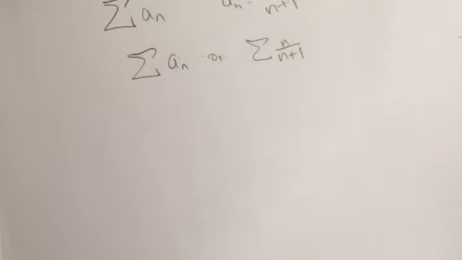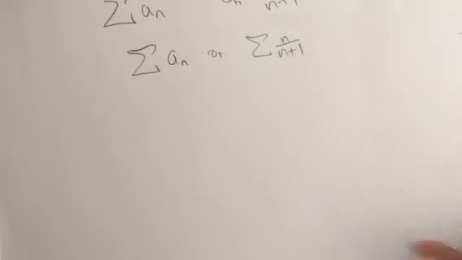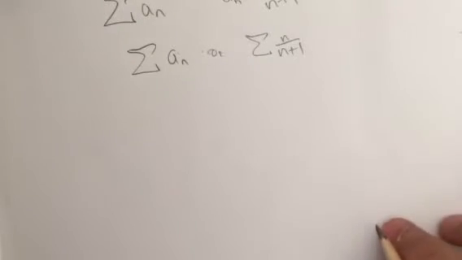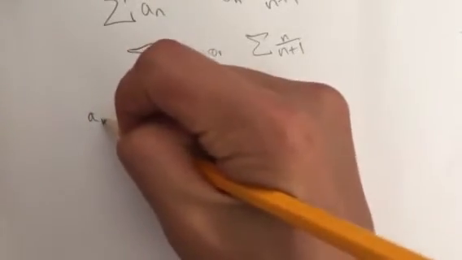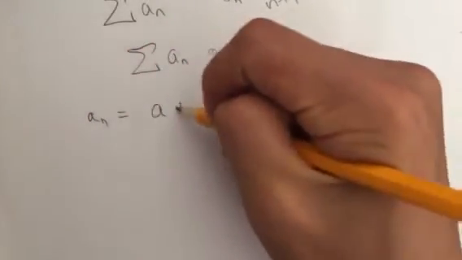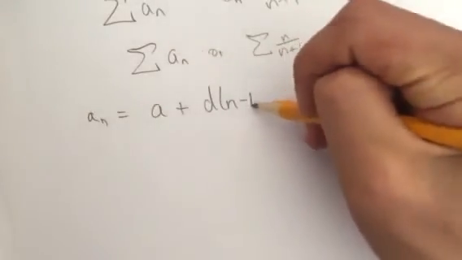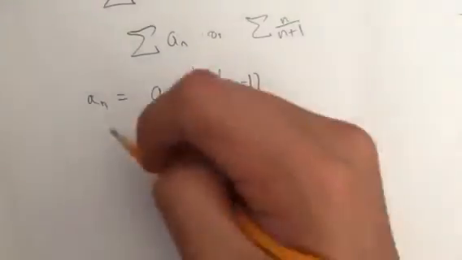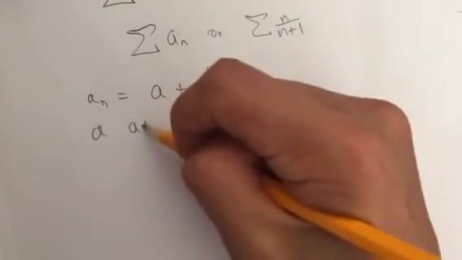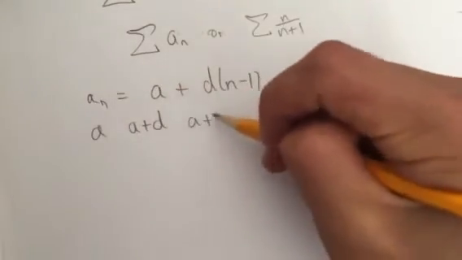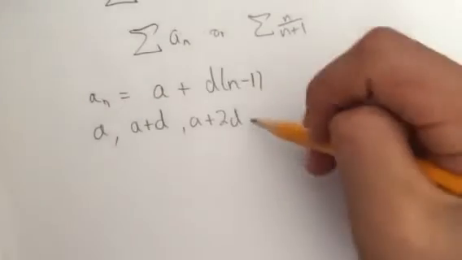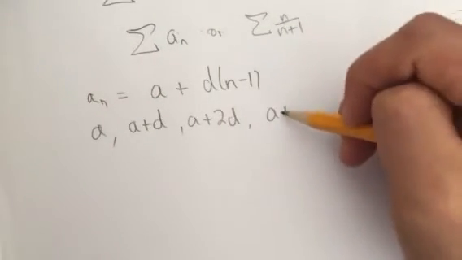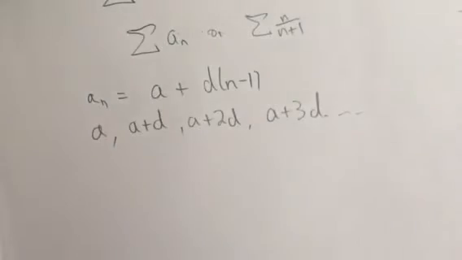So arithmetic series, there's some nice properties of them, and we can derive all these by looking at an arithmetic sequence. An arithmetic sequence looks like this. So the nth term is the first term plus the common difference times n minus 1. So for example, my arithmetic sequence looks like this: A, A plus D, A plus 2D, A plus 3D, etc. And it goes all the way to infinity.